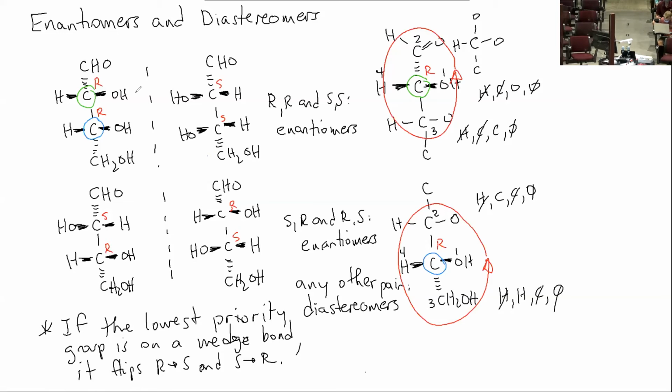Diastereomers only come up when you have multiple chiral carbons. So if there's just 1 chiral carbon, you just have a pair of enantiomers, and that's it. That's the only possibility. Good question. Other questions?